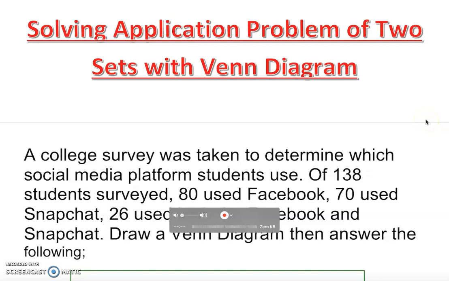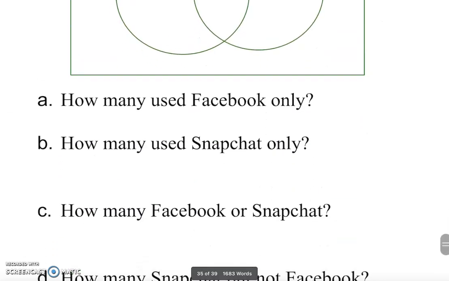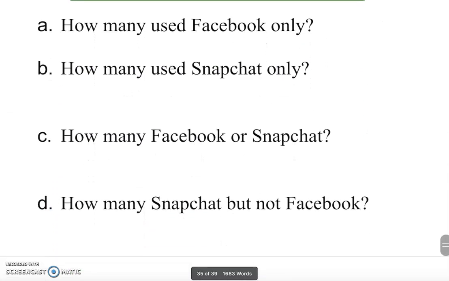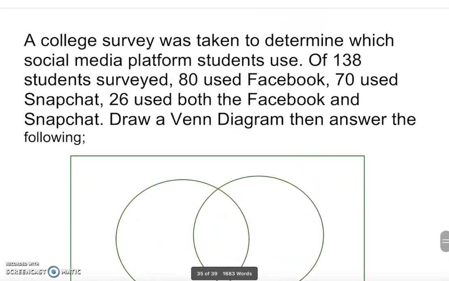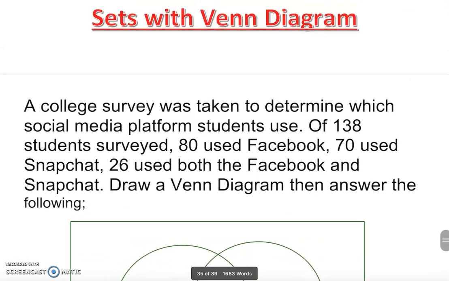Okay guys, in this video I'm going to show you how to solve application problems involving two sets. And of course, we're going to use a Venn diagram to answer the set of questions below. So how does it look? As you see, we have a couple of questions given at the bottom. We're going to answer those questions based on this Venn diagram. So let's take a look here.